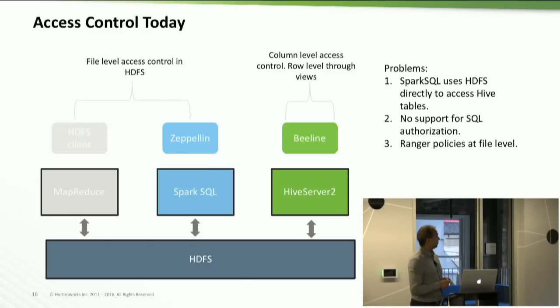But essentially, if you're trying to access Spark SQL today, you can have file level access, but there is no fine-grained security available with Spark SQL. And fine-grained security implies row level, column level access or masking. So that's the security that exists with Spark SQL today.